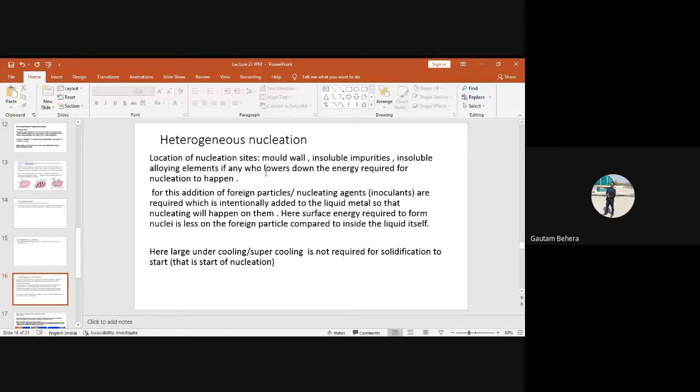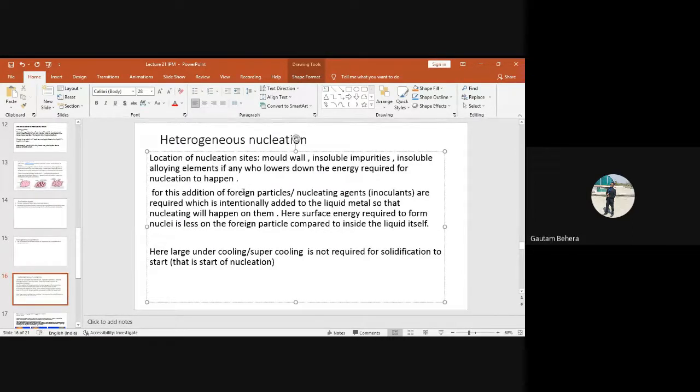Which I have already discussed is written over here. For heterogeneous nucleation, the location of the nucleation site is the mold wall, insoluble impurities, or insoluble alloying element, if any, which lower down the energy required for the nucleation to happen. These are the locations of heterogeneous nucleation sites.